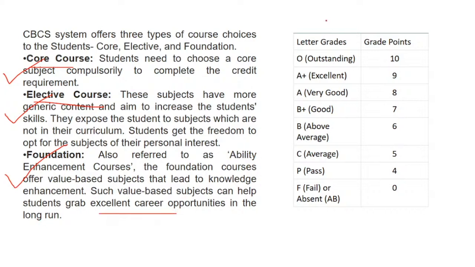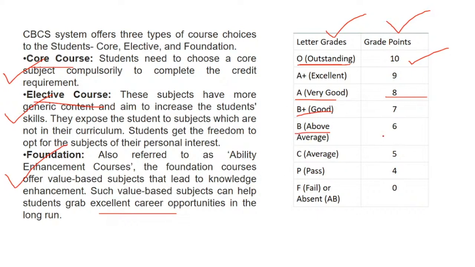And how are the grading points done in the CBCS system? That is the letters and the points. So if it is grade O, it stands for outstanding, that is 10 points. If it is A plus, it is excellent. If it is A, that is very good, 8 points. B plus is 7. Many a times in Match the Following you can get this question.